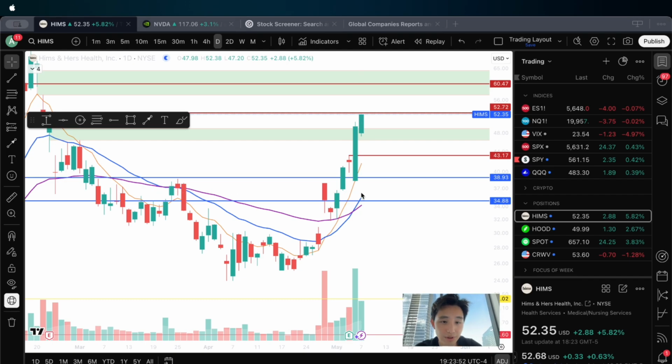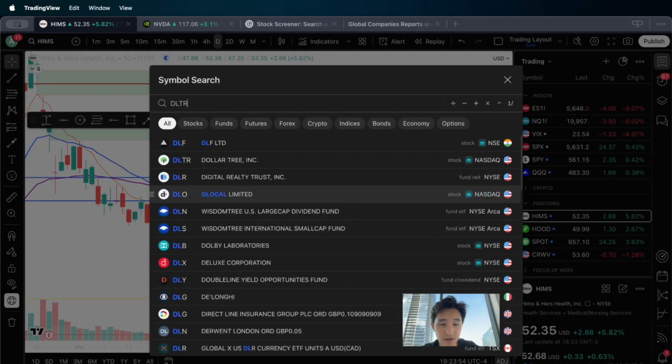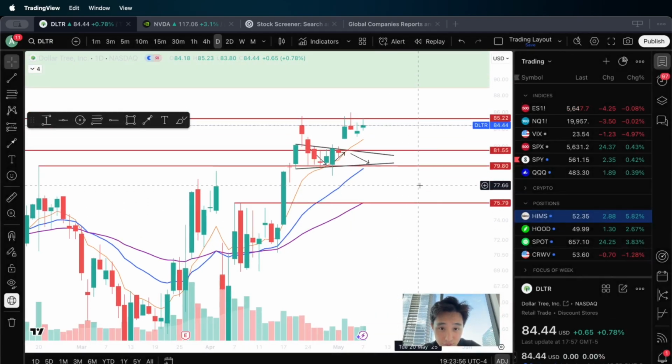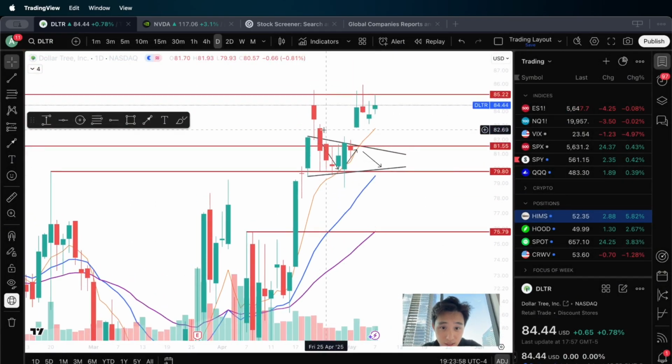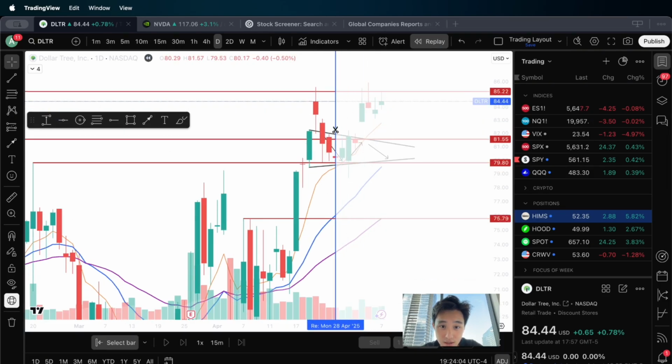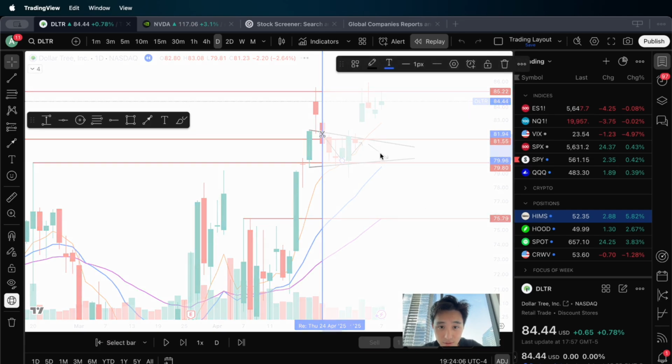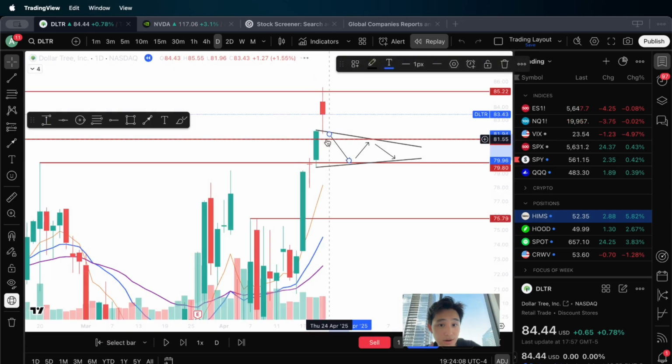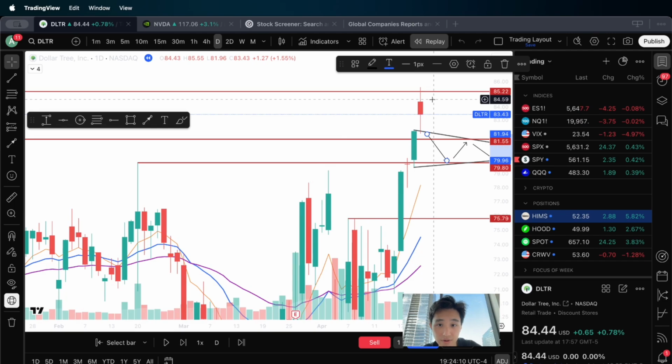Here, I'm going to show you a really good example of price tightening. And I drew this on, I think, this day. This is Dollar Tree. I promise you, I drew this consolidation on this day here when I saw this rejection off of 85.